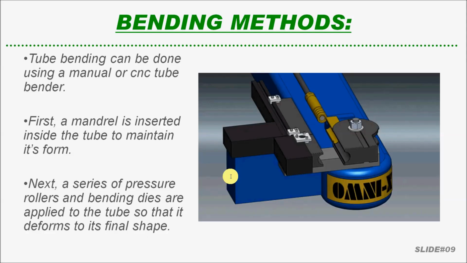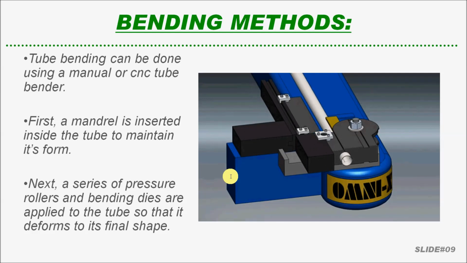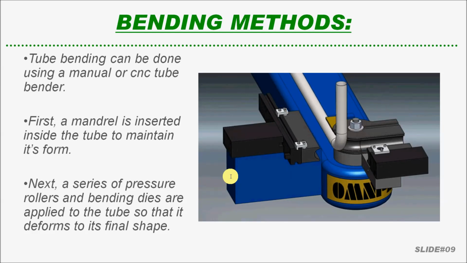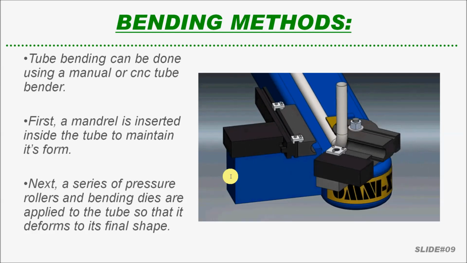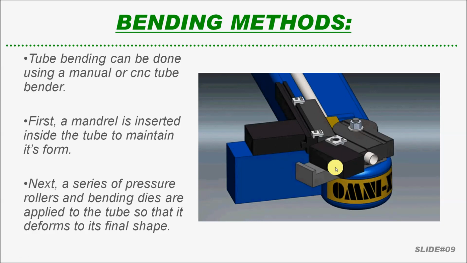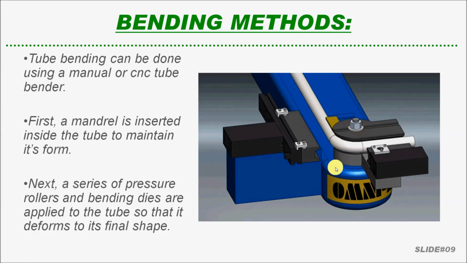So let's talk about how a tube is bent. Let's say you decide to go with tube bending, okay? You gotta use a tube bender. You can use a CNC tube bender or a manual one, but it's really just like what you see here. You have a mandrel that goes inside to hold the shape, and it bends the tube the diameter that you want.